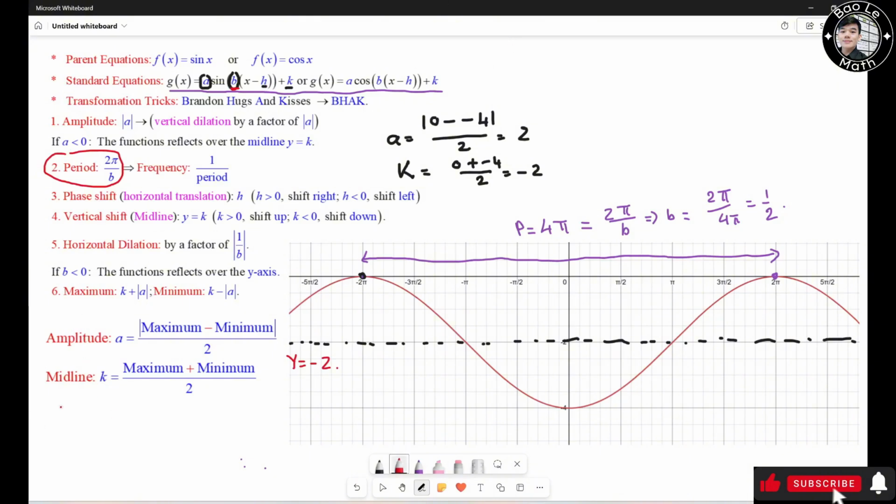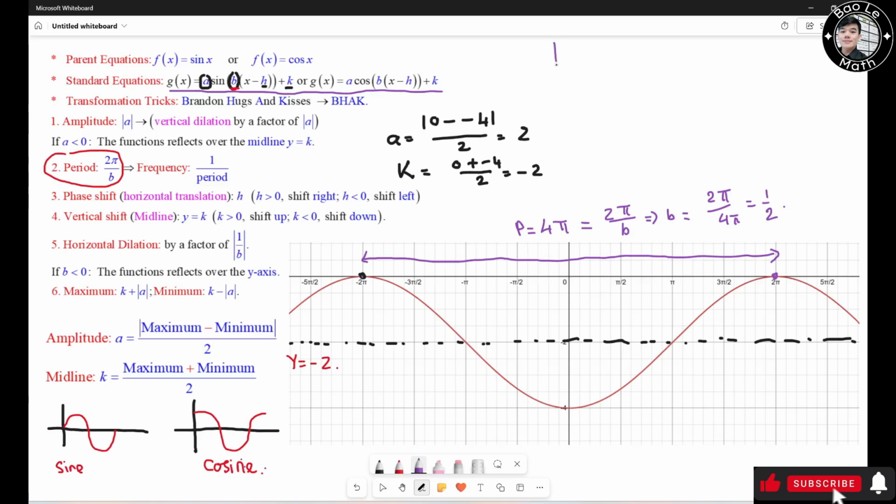Remember that the sine function always starts from the origin, so it's going to be like this. The cosine function always starts from the maximum. Now we have infinitely many answers for the sine and cosine given a graph. So here are a few possibilities.